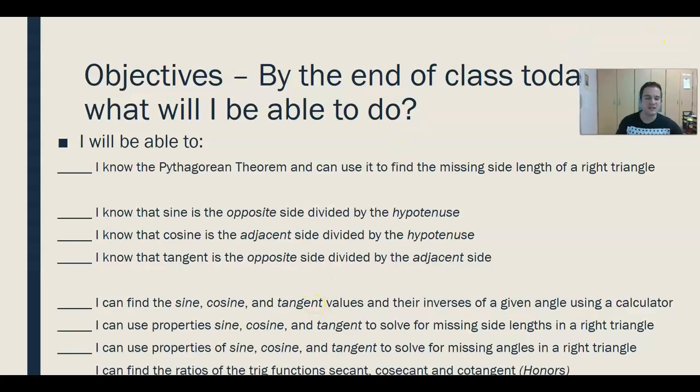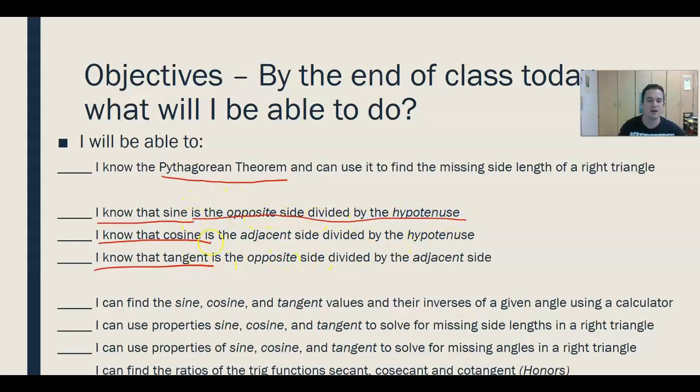Here are the objectives for the lesson today. Notice that there are a lot. I'm going to read through them briefly. The reason there's a lot is because all this stuff you've already learned. It's just going to be a review. So by the end of this lesson, we'll want to know how to use the Pythagorean theorem to find missing side lengths. You should know the sine, cosine, and tangent values of an angle. You should know that sine is opposite divided by hypotenuse, cosine is adjacent divided by hypotenuse, and tangent is opposite divided by adjacent. You should be able to remember all those things after today.